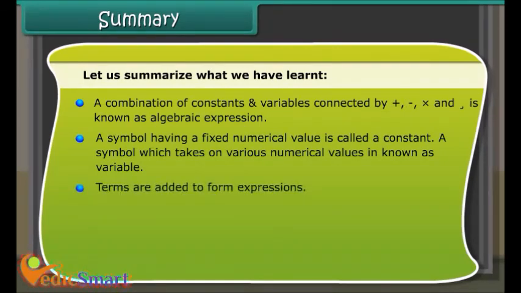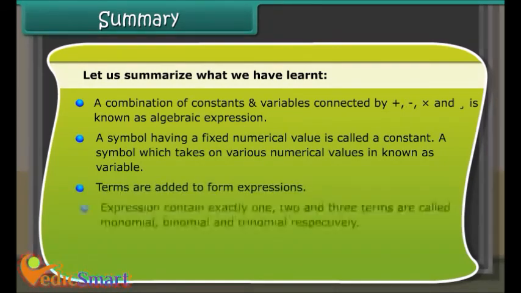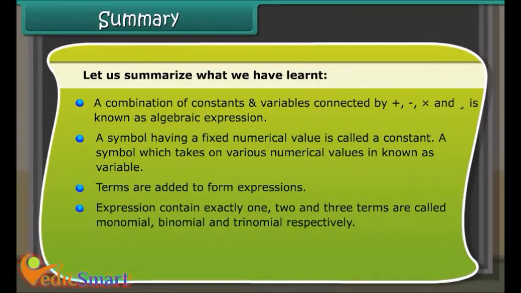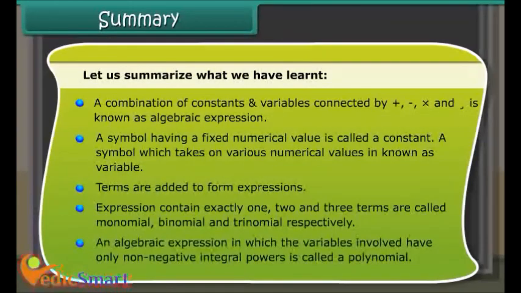Terms are added to form expressions. Expressions containing exactly 1, 2, and 3 terms are called monomial, binomial, and trinomial respectively. An algebraic expression in which the variables involved have only non-negative integral powers is called a polynomial.